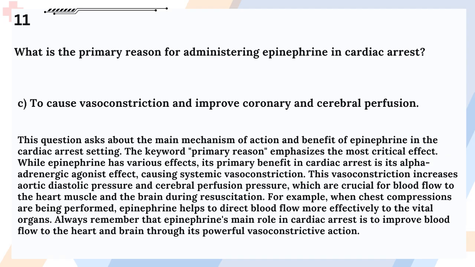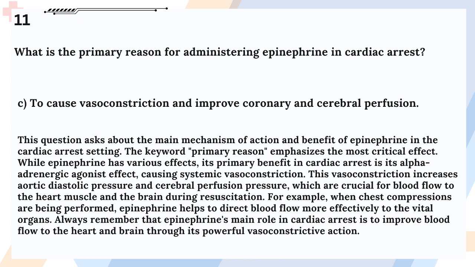Answer: C. To cause vasoconstriction and improve coronary and cerebral perfusion. This question asks about the main mechanism of action and benefit of epinephrine in the cardiac arrest setting. The keyword primary reason emphasizes the most critical effect. While epinephrine has various effects, its primary benefit in cardiac arrest is its alpha-adrenergic agonist effect, causing systemic vasoconstriction.